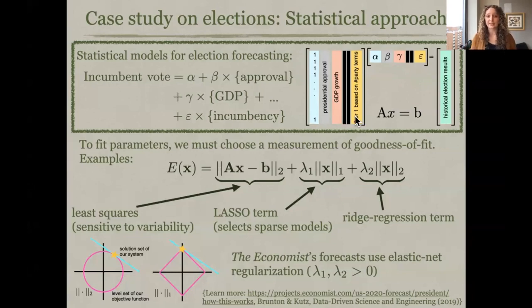And so the way The Economist uses this model is they actually use something called elastic net regularization, where they set both lambda 1 and lambda 2 greater than 0, and they're interested in understanding what terms should be in their statistical model.